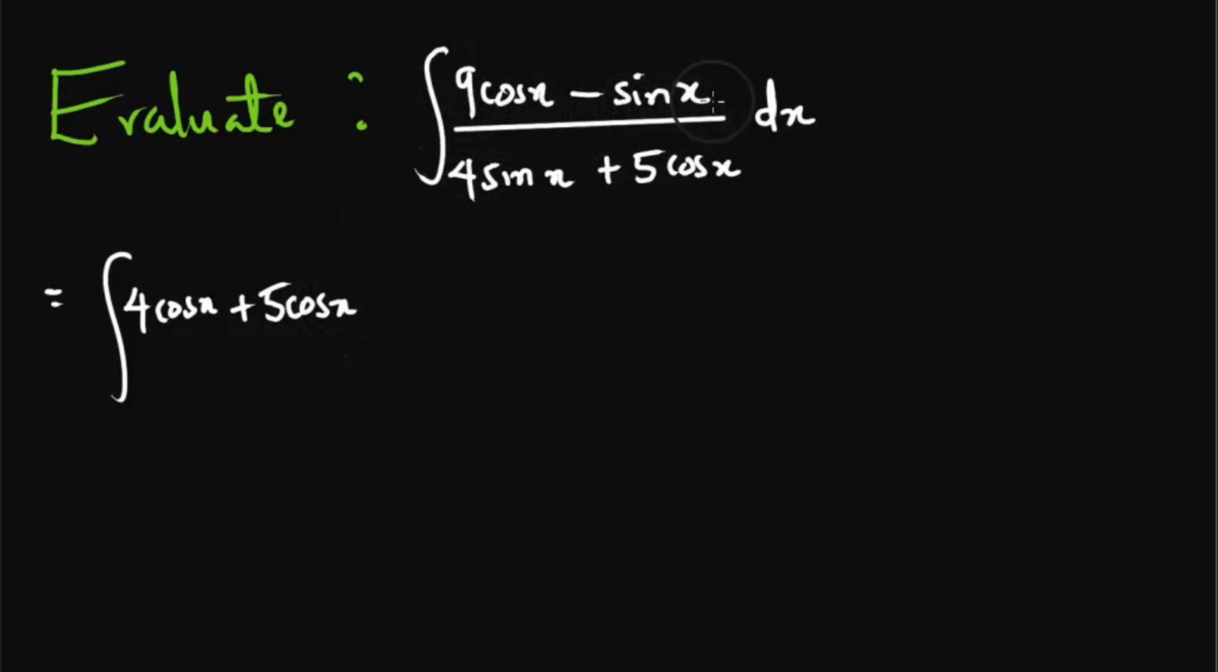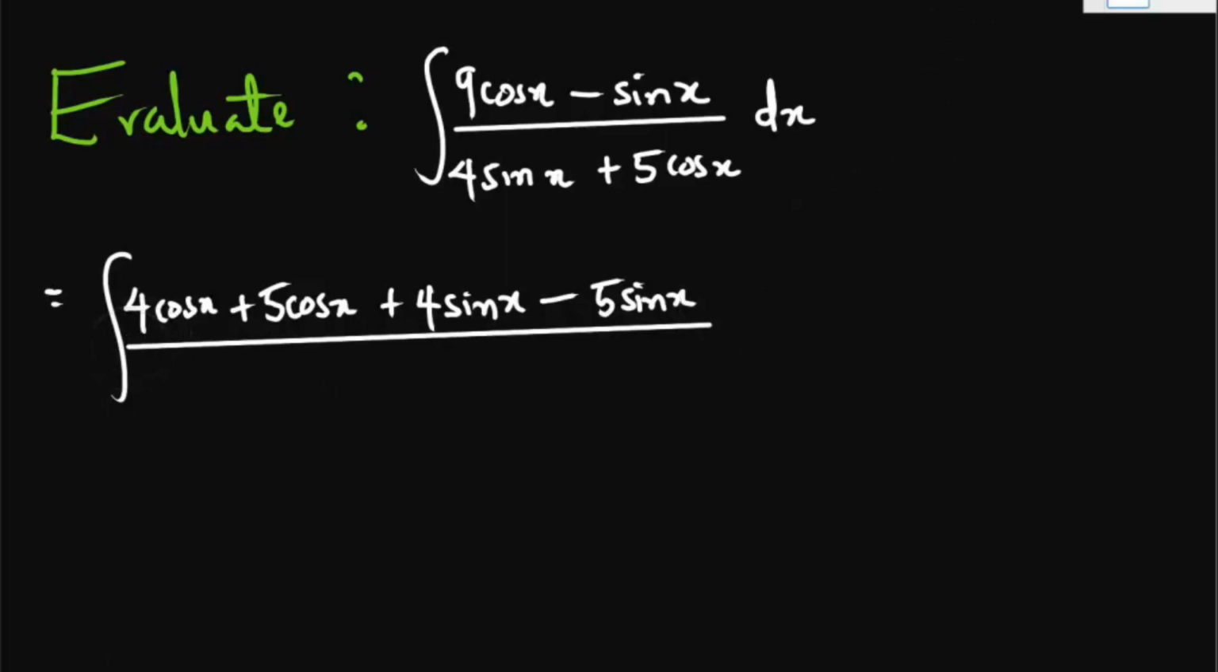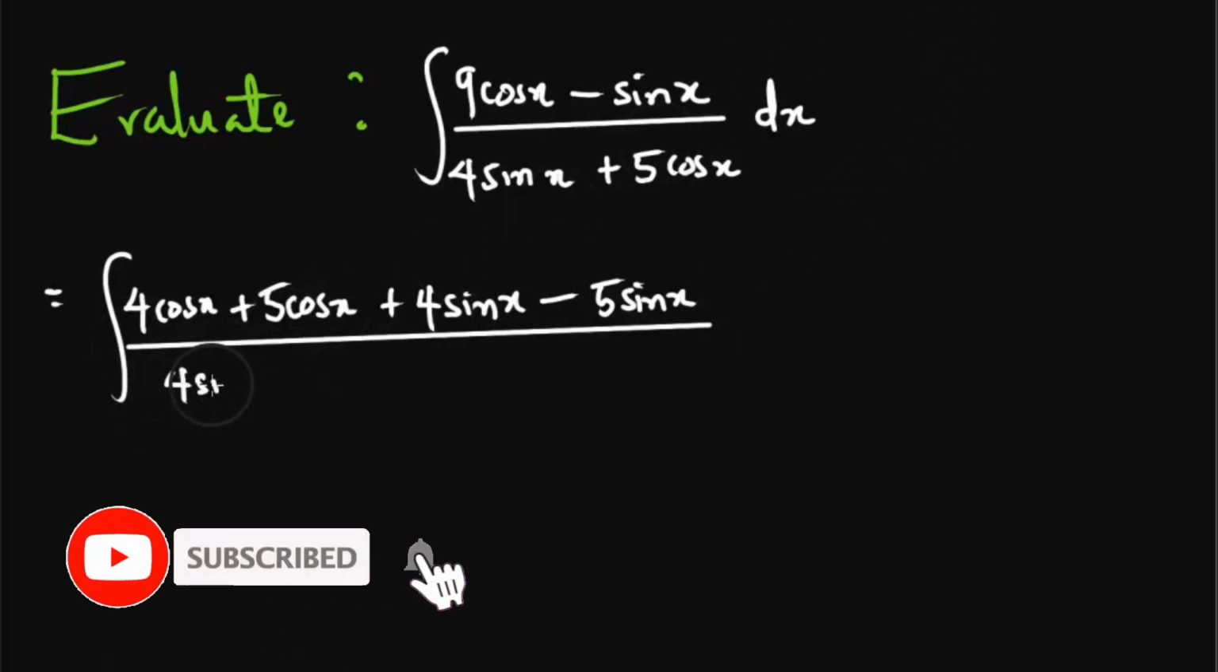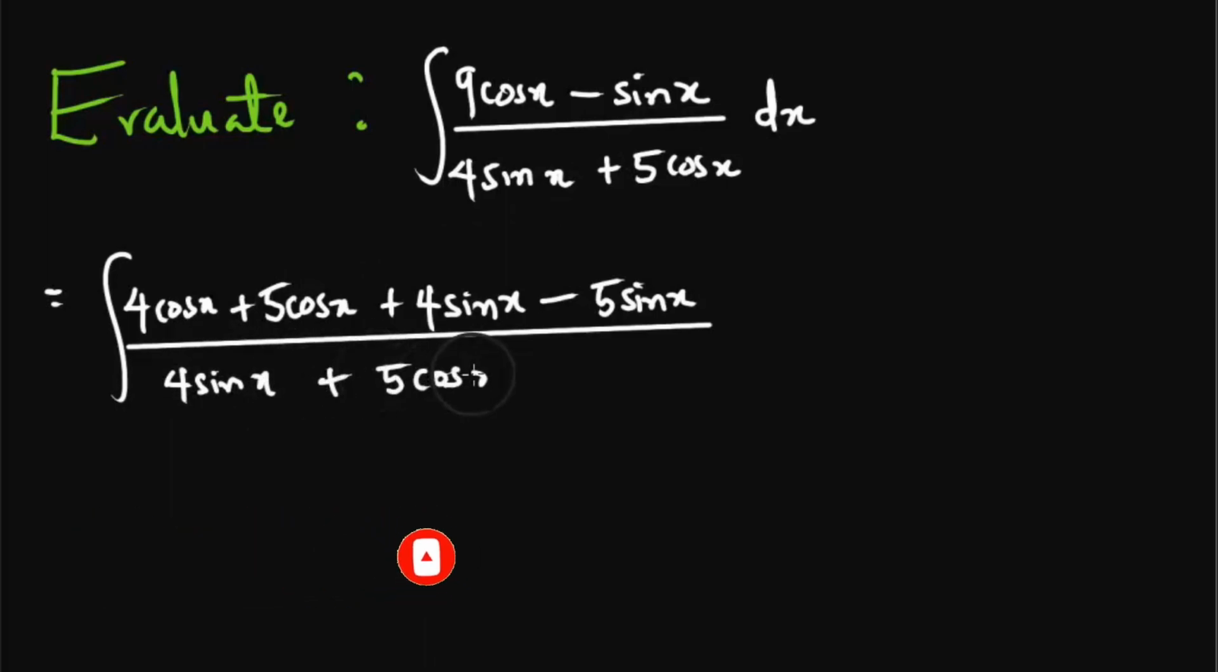And then moving on to minus sin x, I can write that as plus 4 sin x minus 5 sin x. That is absolutely correct. I'm going to get minus sin x, and then I have divided by 4 sin x plus 5 cos x, dx. That is with respect to x.